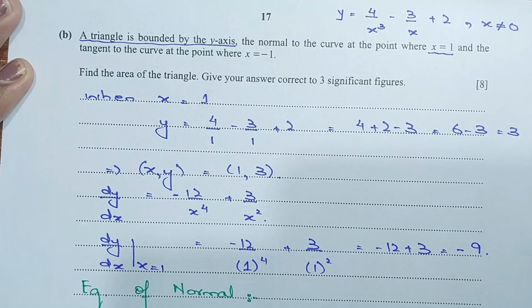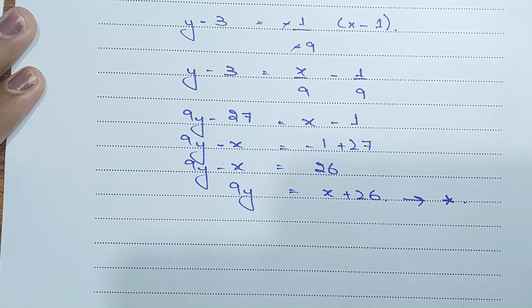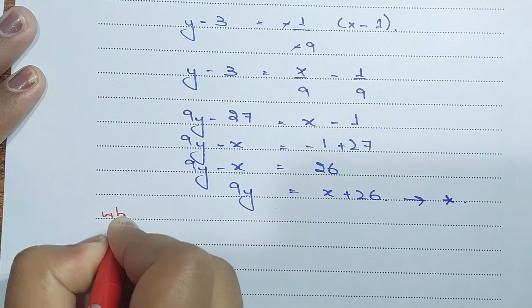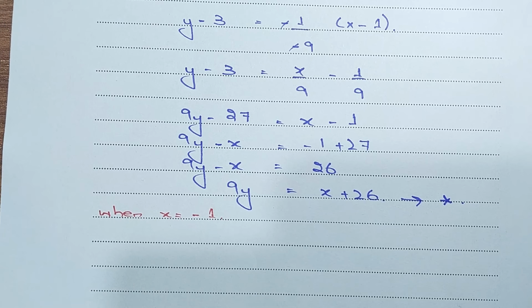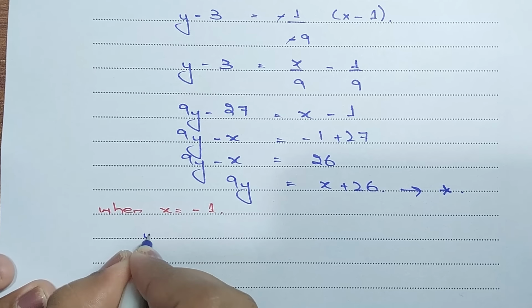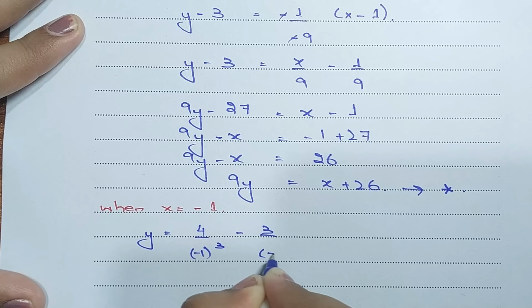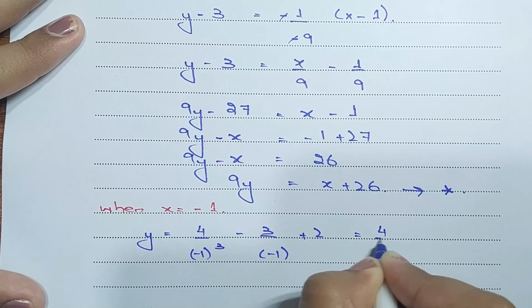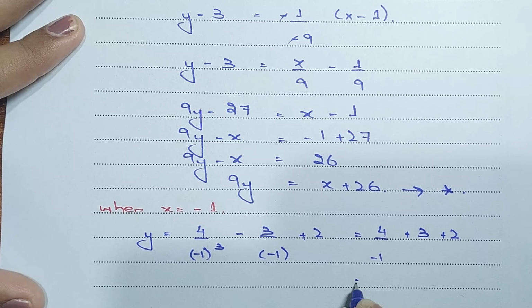Now the next part of the question says, and the tangent to the curve at the point where x is equal to minus 1. Let me find the equation of tangent, right? So for the equation of tangent, when x is equal to minus 1, what is my y value? Let me plug x equals minus 1 into the curve and solve for y. Y is 4 over minus 1 whole cubed minus 3 over minus 1 plus 2. This is 4 over minus 1, this is minus minus 3, which is plus 3, and this is my plus 2. This would be minus 4 plus 3 plus 2. So minus 4 plus 5, that is equal to 1, right?